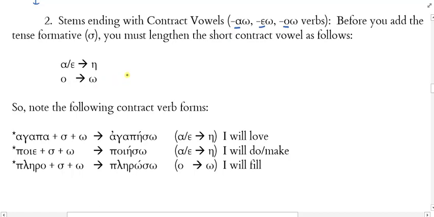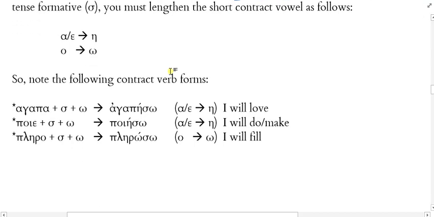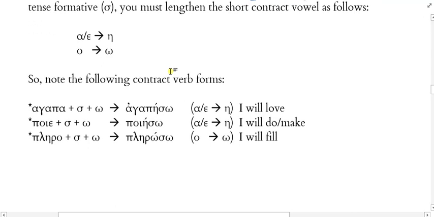So let's take a look at these examples. I have the verb to love, agapao. My future stem is agapa. I'm going to add a sigma after that stem. And since this is a contract vowel, I've just learned that contract vowels before sigma always do what? They lengthen. What does alpha lengthen to? Lengthens to eta. So agapaso is going to become agapeso. Well, we just keep getting pesos in here, don't we? Agapeso. So you're going to translate that as I will love. Agapeso. Everybody say that. Agapeso.